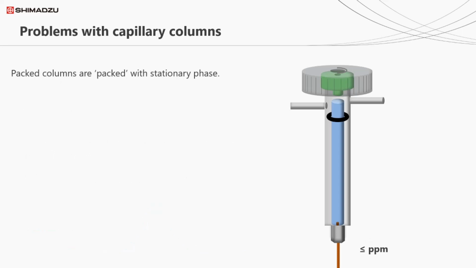The next issue we're confronted with when moving from packed to capillary is sample loading. This is the amount of substance we have on our column. In packed columns, there is a large amount of packing material covered in a large quantity of stationary phase. With capillary columns, the stationary phase is coated in an extremely thin layer around the inside wall. This means the amount of stationary phase available is much smaller.